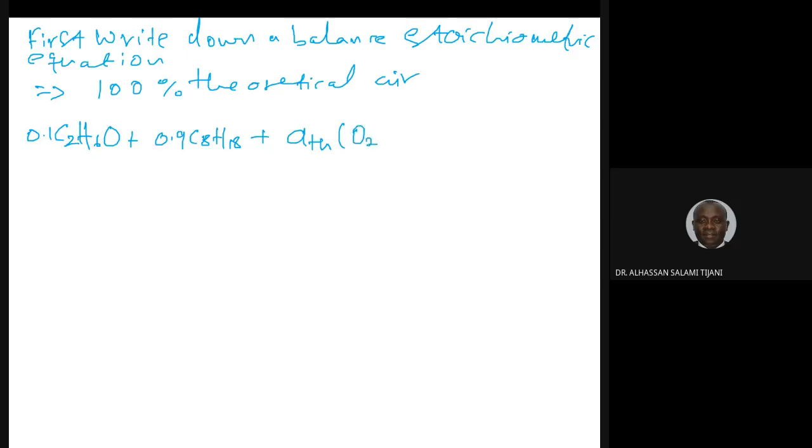In this air, we have 1 kilomole of oxygen plus 3.76 kilomoles of nitrogen. For every 1 kilomole of oxygen, there will be 3.76 kilomoles of nitrogen present in air. So for any sample of air that you take, for every 1 kilomole of oxygen there will be 3.76 times that number of moles of nitrogen.